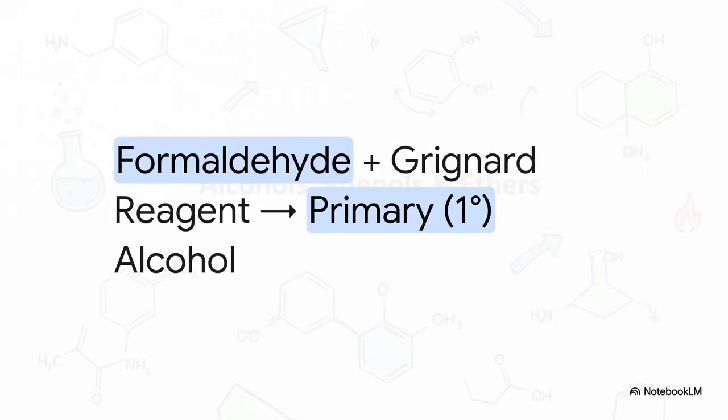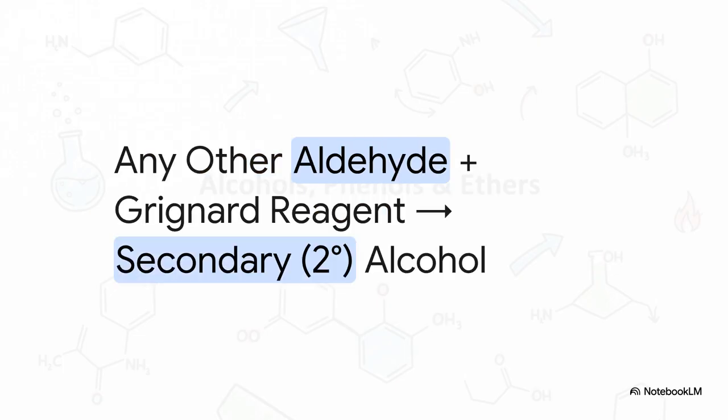Okay, and this is where the real beauty of this system comes in. There are rules. Rule number 1, if you start with formaldehyde, which is the absolute simplest aldehyde you can get, you will always end up with a primary alcohol. No exceptions. It just works every single time. Rule number 2, if you switch it up and use any other aldehyde, one that's a bit more complex, the Grignard reaction will always give you a secondary alcohol. Again, it's completely predictable. The starting material determines the outcome.